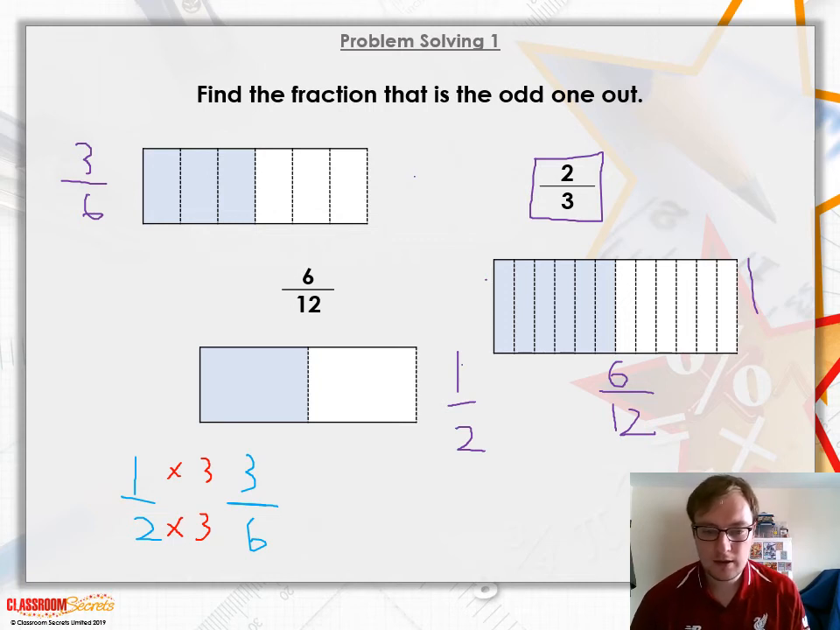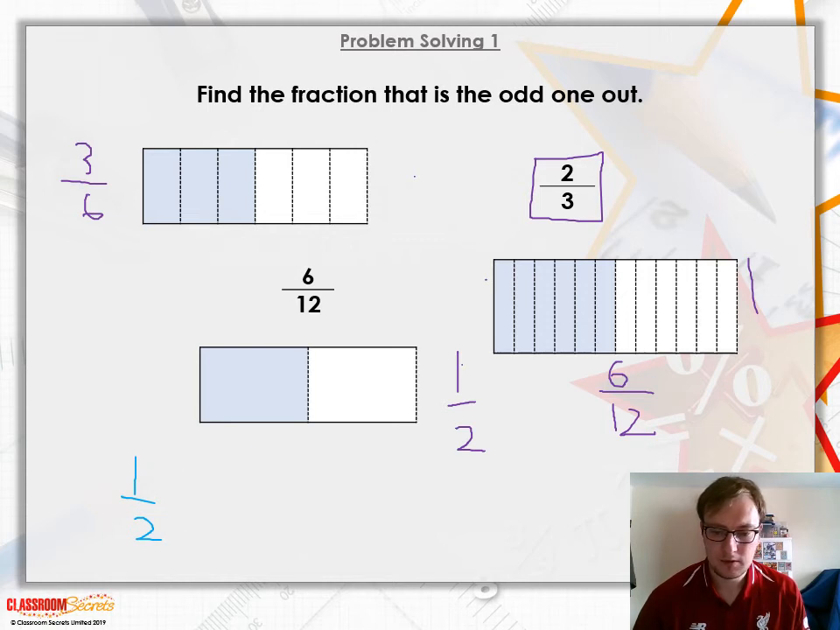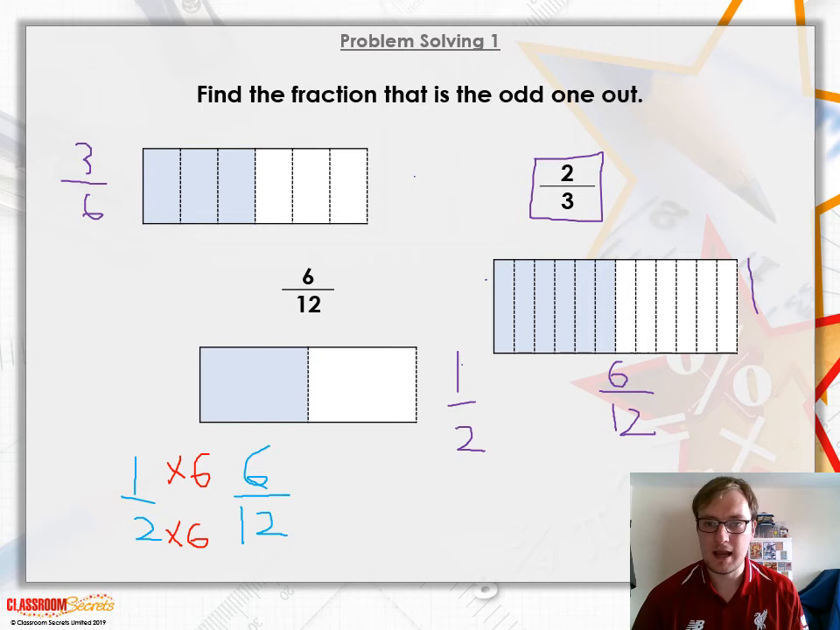Which you can then say, let's try 6/12. So let's put 6/12 over here. Let's times that top number by 6, because 1 times 6 equals 6. Do the same to our bottom number. So 2 times 6 is 12. So they're also equivalent fractions. So it would seem that our odd one out is our 2/3, because a half, 6/12, and 3/6 are all equivalent to each other.